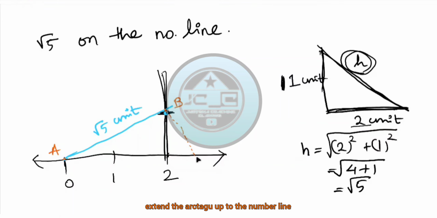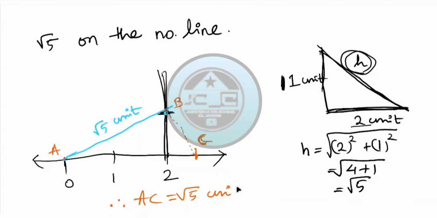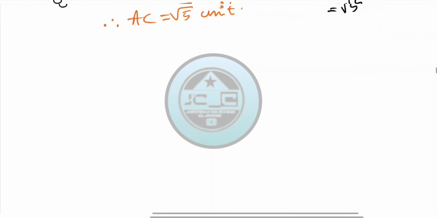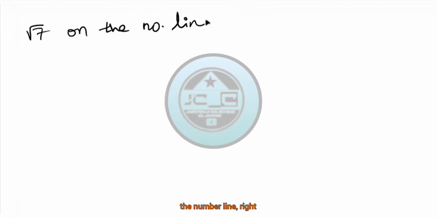Extend the arc up to the number line and name it as C. Therefore AC is equal to root 5 unit, right? Done. Let's have root 7 on the number line.